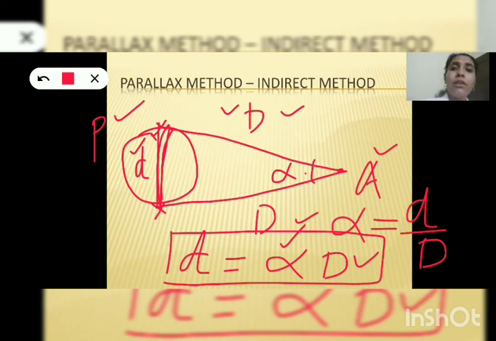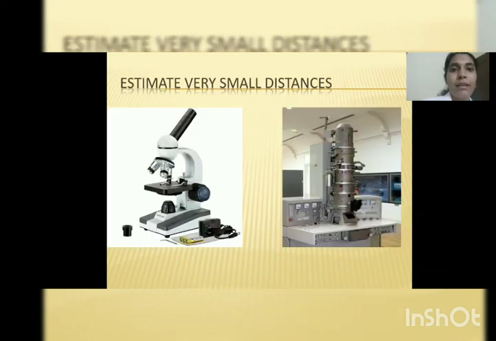Now children, what will you do if you want to measure very small distances such as the size of a molecule, the size of an atom, like that? You might have an idea about the size of the atom. It is in the Fermi range, 10 raised to minus 15 meter, which is a very small scale. So can you use this parallax method, or can we use a screw gauge or meter scale to measure such small distances? No, it's not possible. So for that we will use other devices, that is the optical microscope and the electron microscope.